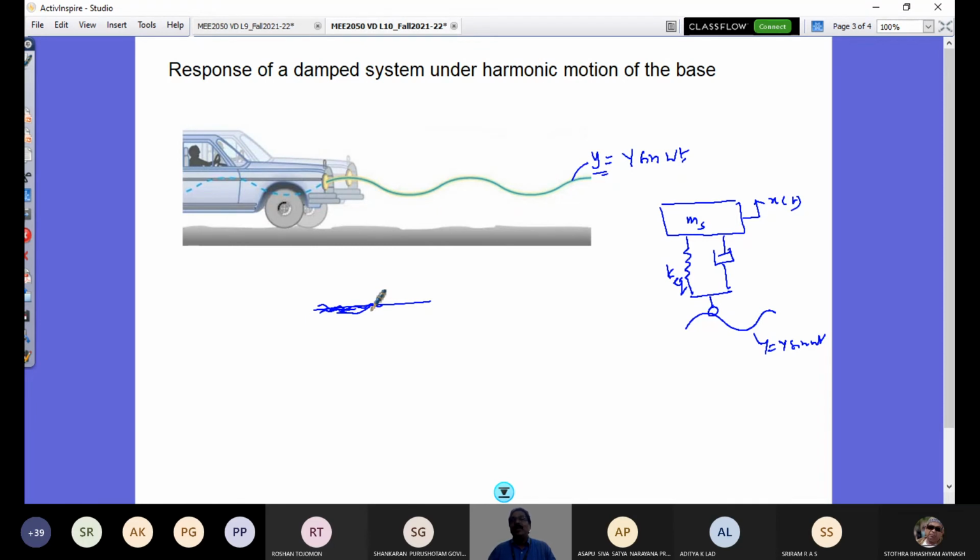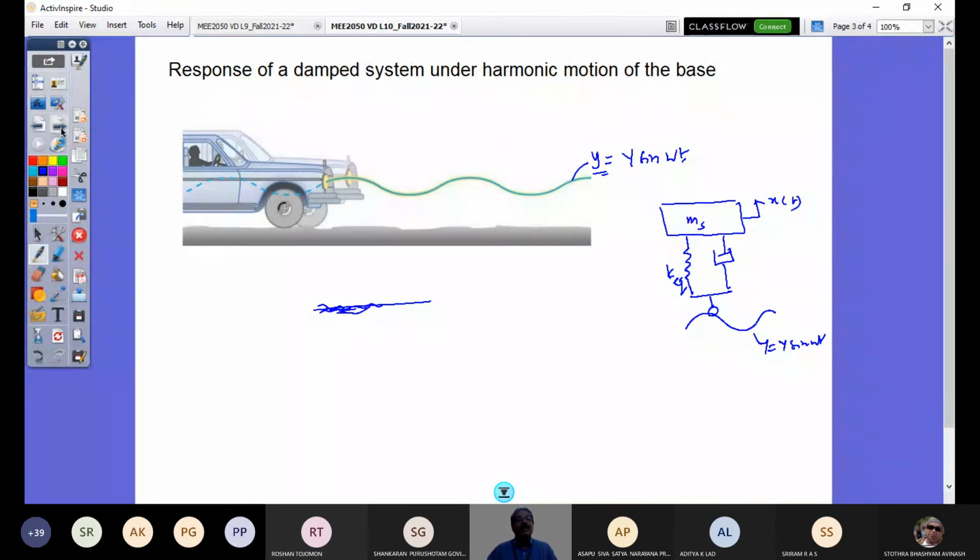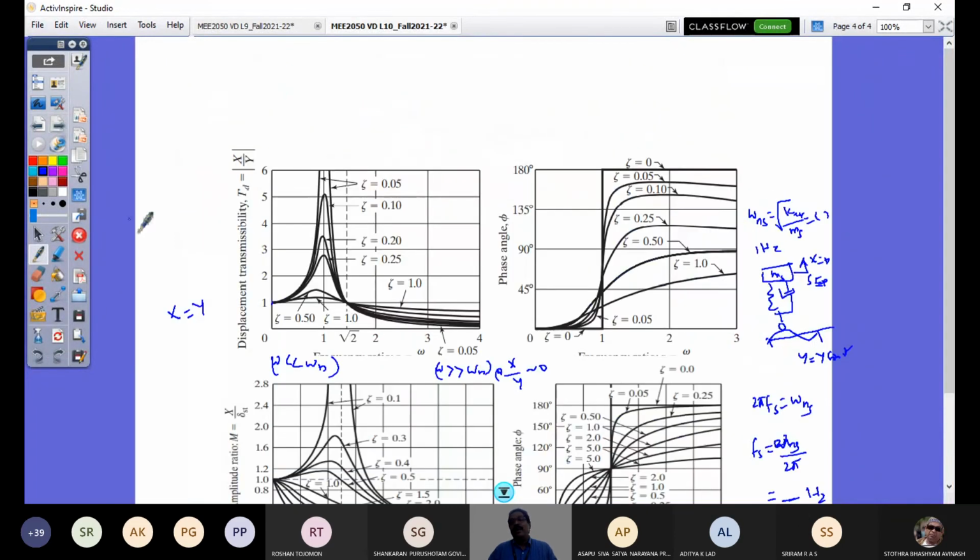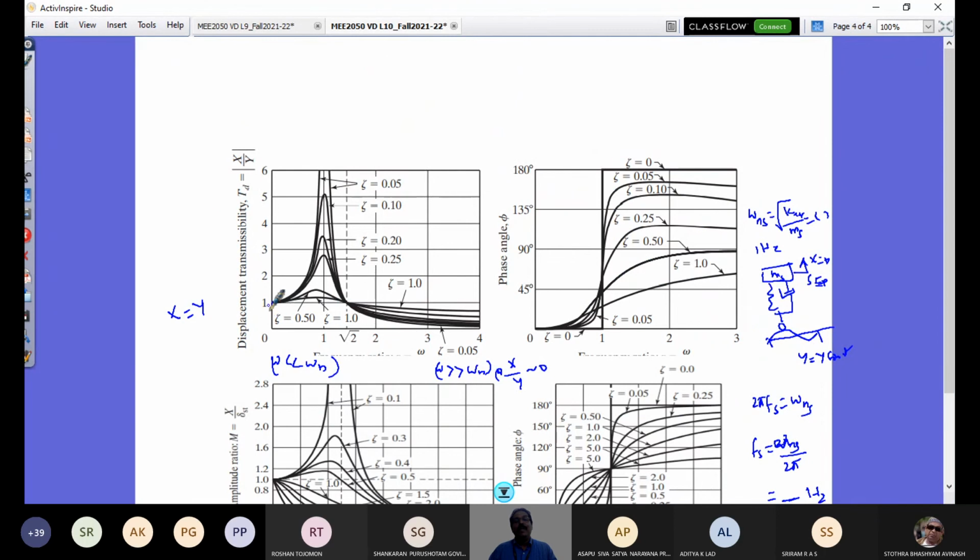So road texture would have valleys and peaks in micrometers and small centimeters at the max. If such a wavelength is there, then your excitation frequency would be very high, and you would see that the displacement transmissibility would be a fraction. Instead of 1, I would have a fraction value or a value close to 0. That would give you a good ride. So that's what you should understand from this diagram.